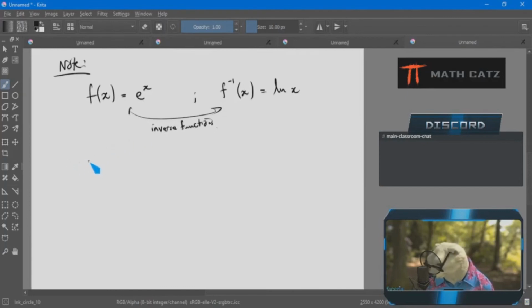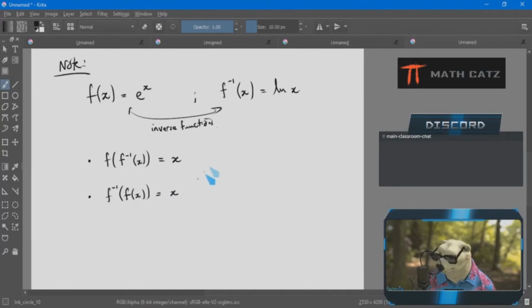So that means that if I do one inside the other, I should get x back. And if I swap the order in which I do that, I still get x back. They cancel each other.